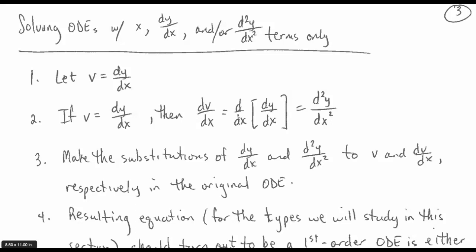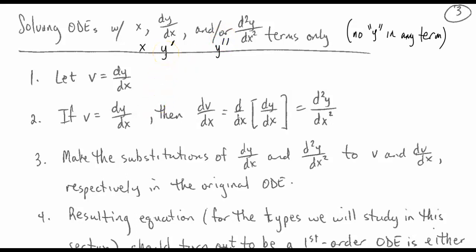So the easier of the two techniques that we have here will be the type where we essentially see no y in any term. Okay, I'll just say it like that. So the first thing that we recognize here is that if we see no y in any term, then we either just have x, y prime, or y double prime.